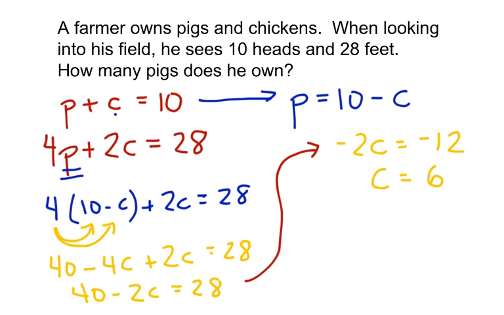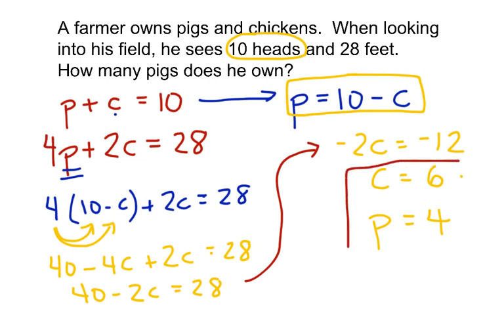Now there's a couple of ways you could finish this up. You could say, well, I know there were 10 animals altogether. If 6 of them are chickens, then 4 of them must be pigs. The other way is, well, I had this right here that told me that P is 10 minus C. So once I know that C is 6, P is going to be 10 minus 6, which is 4. The question was, how many pigs does he own? Well, since he has 6 chickens and 4 pigs, the answer to that question is 4.